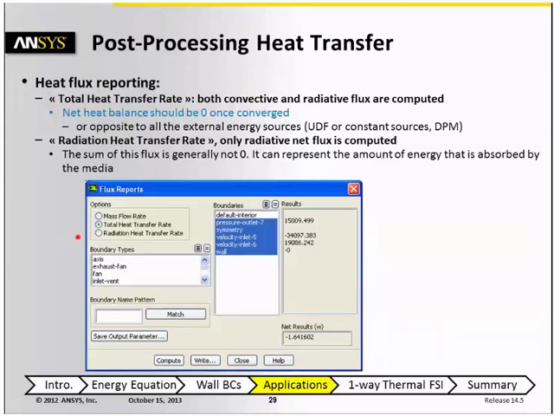The other option, radiation heat transfer rate, only shows you the net radiative flux, and generally the sum of this does not have to be equal to 0. It could represent, for instance, the amount of energy that's absorbed by the media.